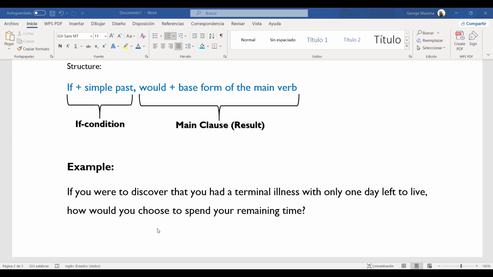The last three students. Alondra: If I discovered that I had a terminal illness, I would like to spend my remaining time with my family, and I would like to have a last dinner, maybe lasagna or hamburgers.